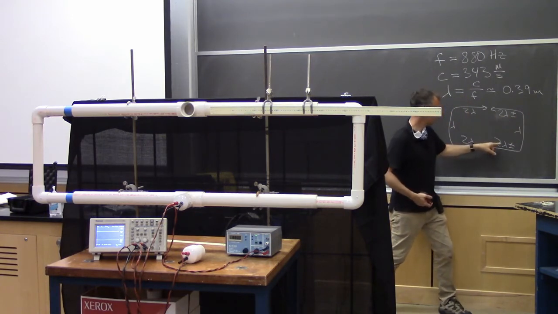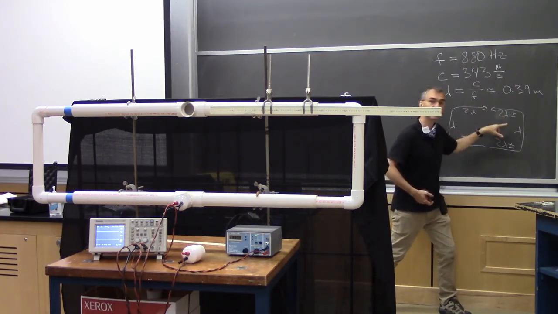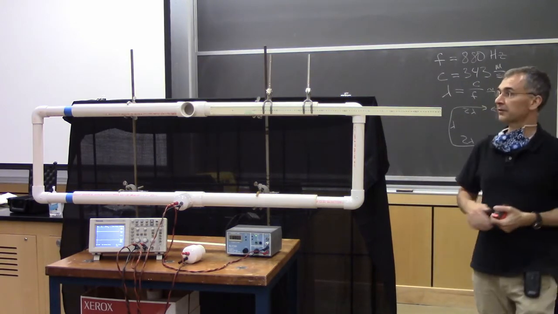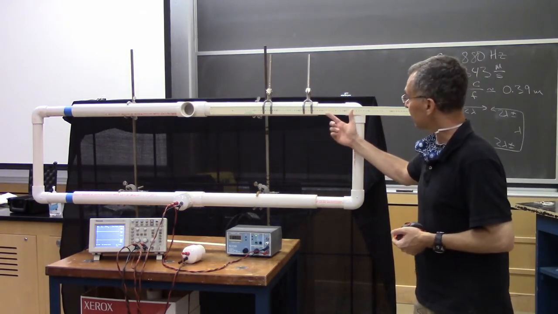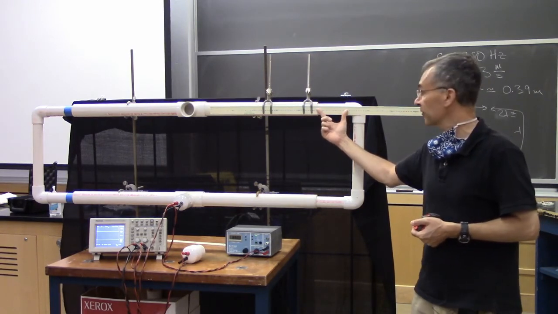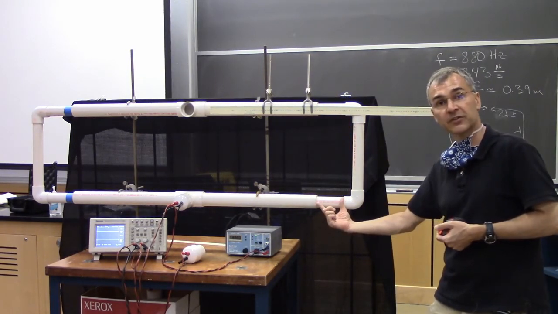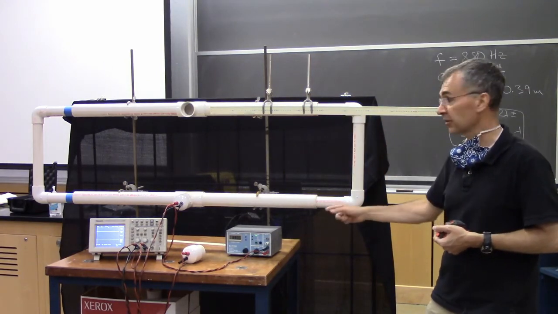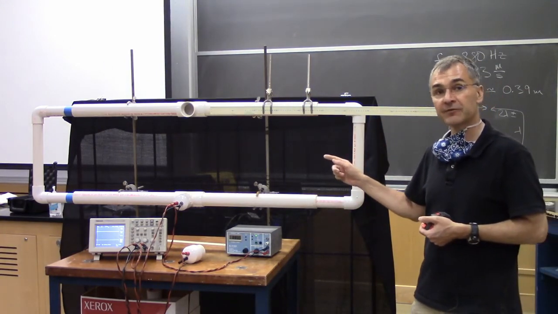So we could make this say 2 1/4, and then 1 and 2 1/4. So then instead of a total of 5 on the right side, we'll have 5 1/2, or so on. So if I change this length by 10 centimeters, I'm simultaneously changing this length by 10 centimeters. So I'm changing the total path length here by 20 centimeters, which is half a wavelength.